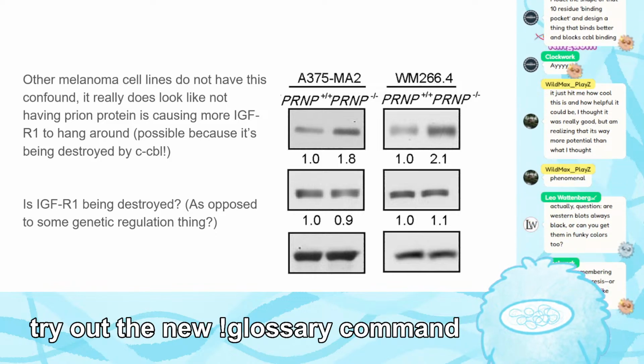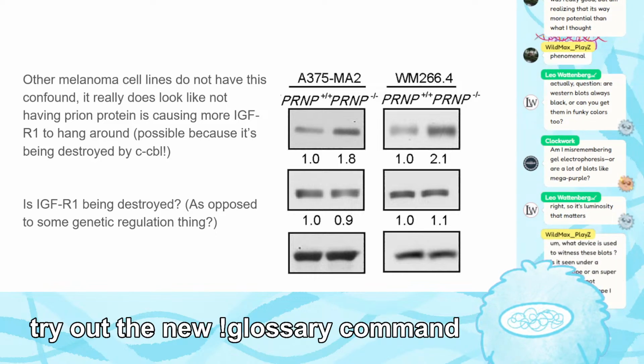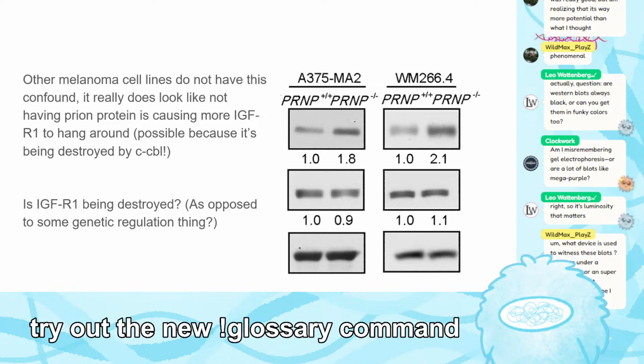Am I misremembering gel electrophoresis, or are a lot of blots like mega purple? They're not like mega purple, I would say, but they're bluish, because they take up the Coomassie stain if you are doing SDS. For Western blots they don't need a Coomassie stain, but they do. The agarose itself is a little bluish, and when you run protein ladders, they come with blue dye, so I think that looks more blue when you run them.